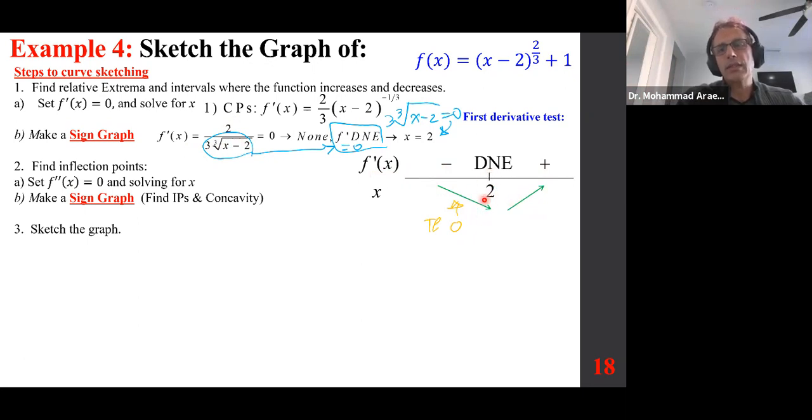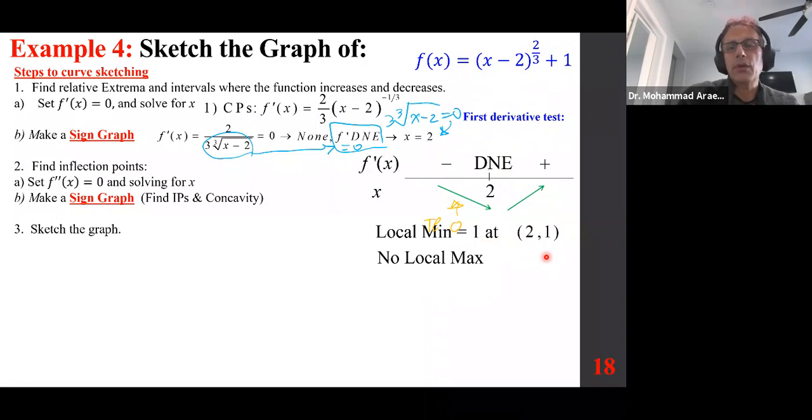So what does it mean? Minimum occurs at x equals 2. And I hope you realize that you have to find a pair. What do you do with number 2? You put it back into the original function. And this is a very easy calculation. When you put it in, this becomes 0 and goes away. The answer is 1. So you are going to write local min is equal to 1 at (2, 1). There is no local max. Decreasing from negative infinity to 2, increasing from 2 to infinity.